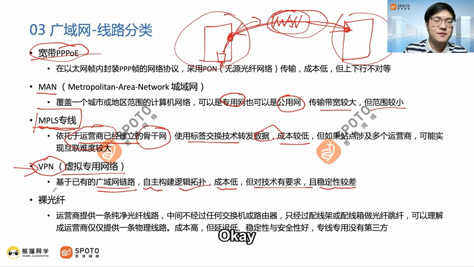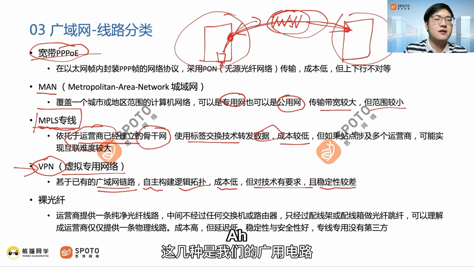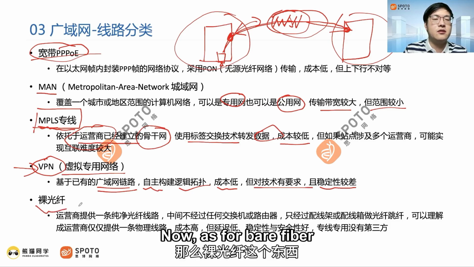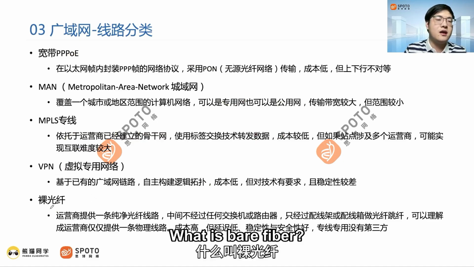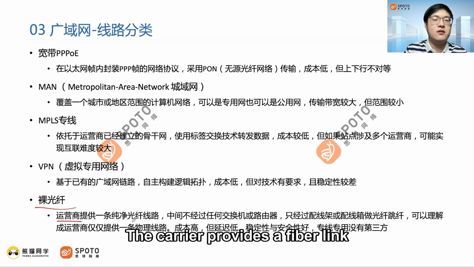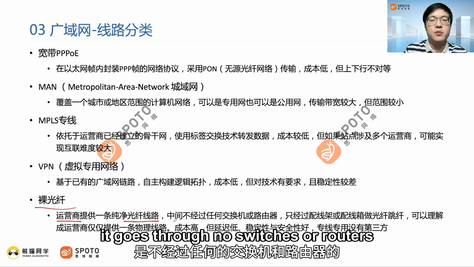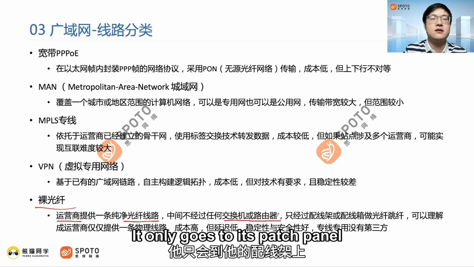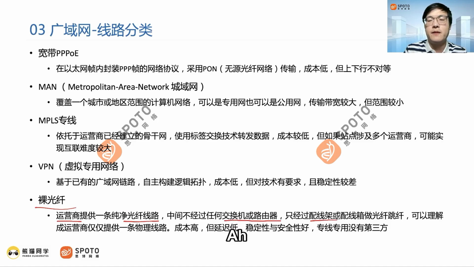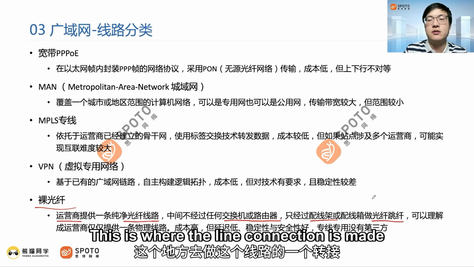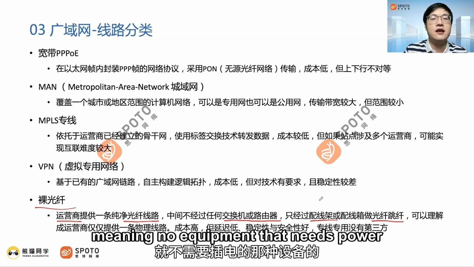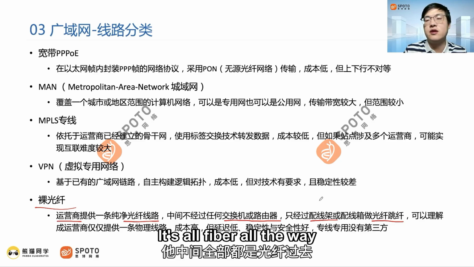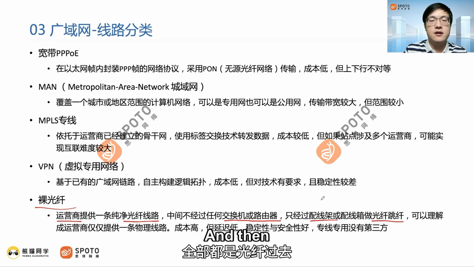Okay. So these types are our WAN links. Now, as for bare fiber, ordinary people can't afford it. What is bare fiber? The carrier provides a fiber link to us, and in between it goes through no switches or routers. It only goes to its patch panel, or the fiber patch cord here. This is where the line connection is made. There are no active devices in between, meaning no equipment that needs power. In between, it's all fiber all the way, and then it reaches your other node.